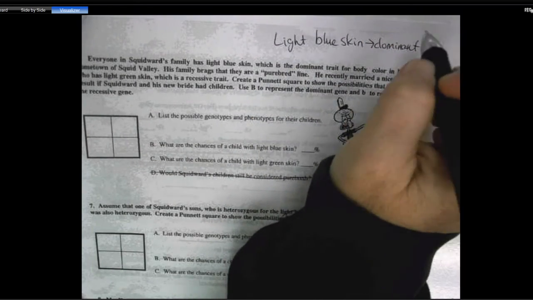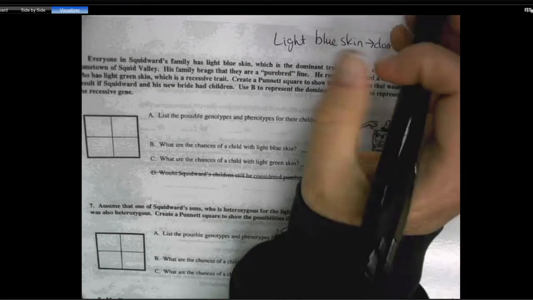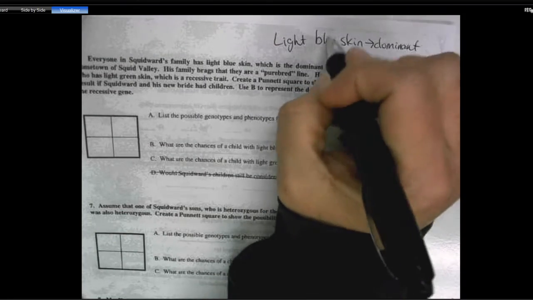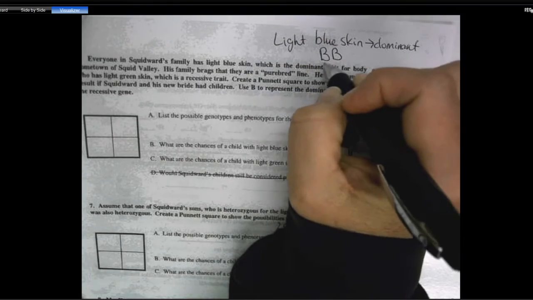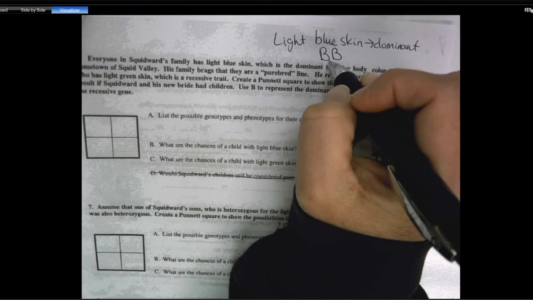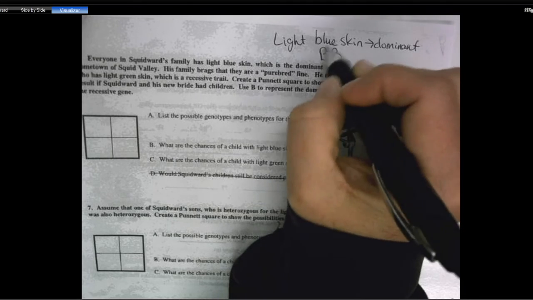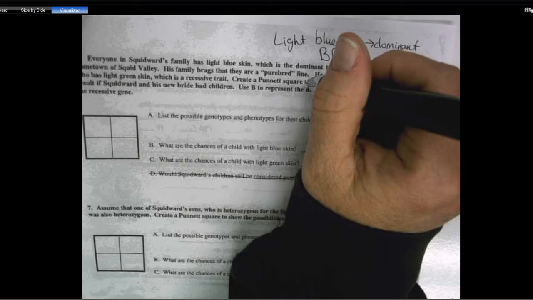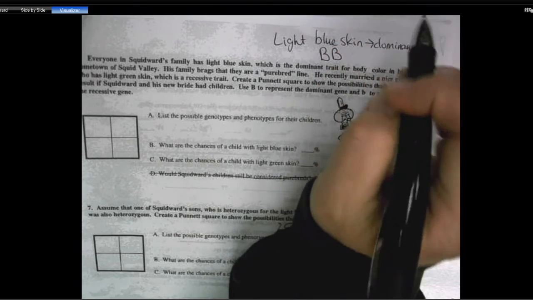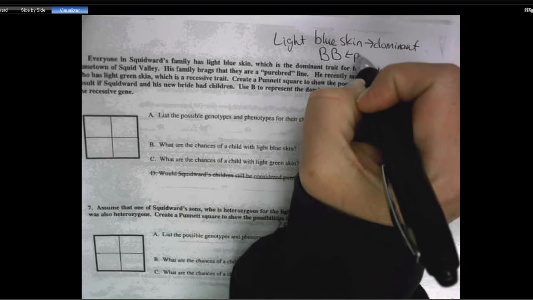What that means is that they have, and we're going to use B, only the light blue skin gene, which means they are not heterozygous. So that's what purebred means, which means that that will always show up, that there is no chance for the light green skin. So this would be the purebred genotype.